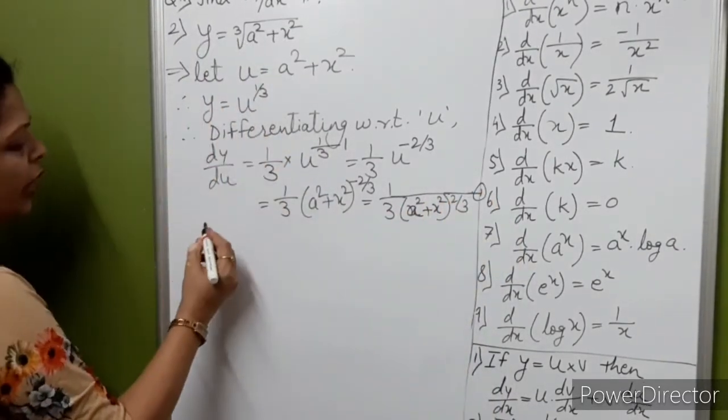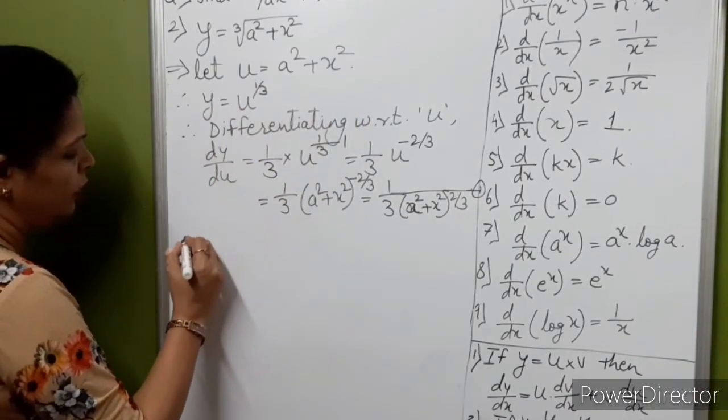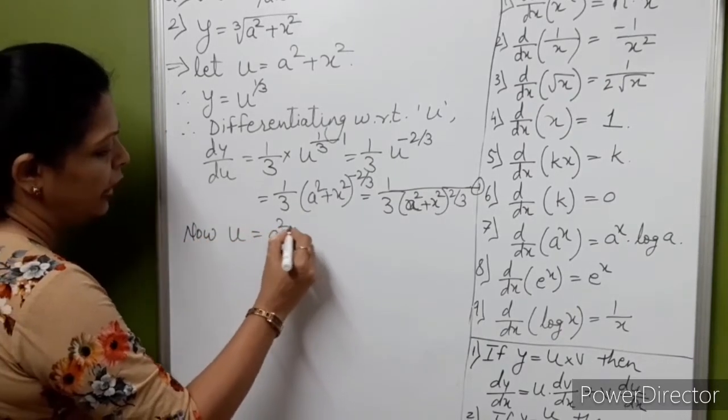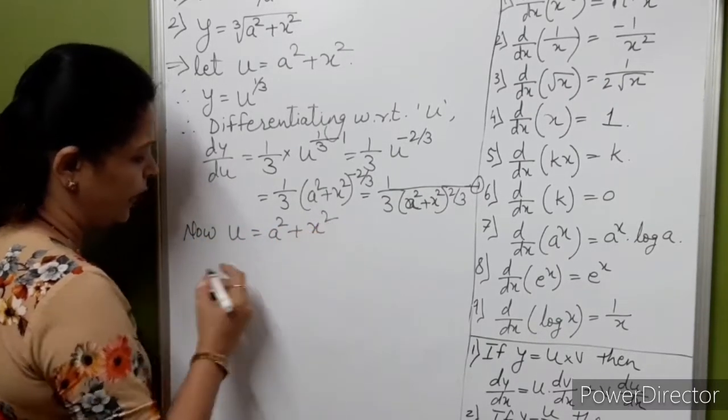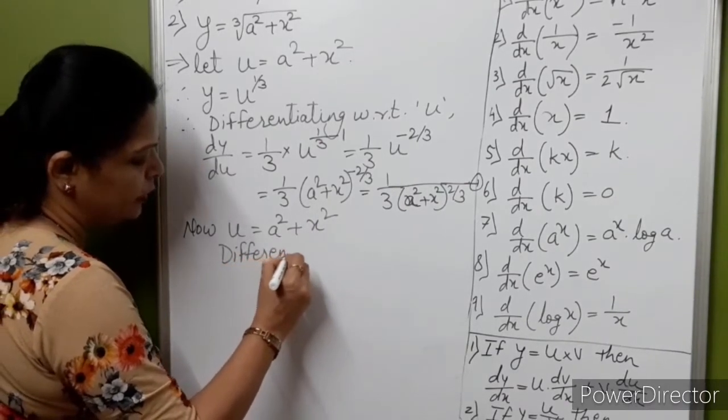Then next one, we have to differentiate u with respect to x. u is a square plus x square. So differentiating with respect to x.